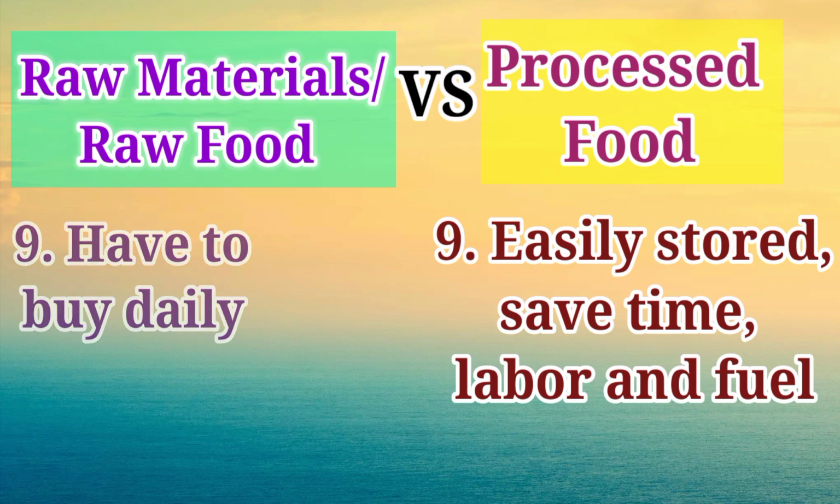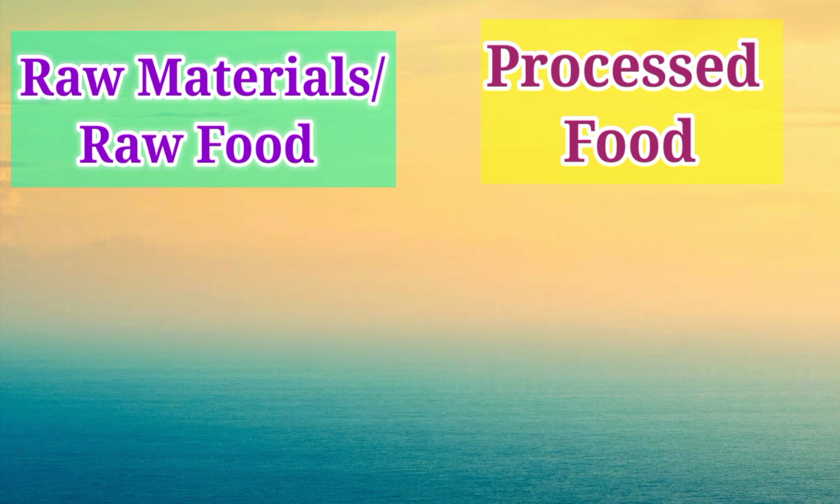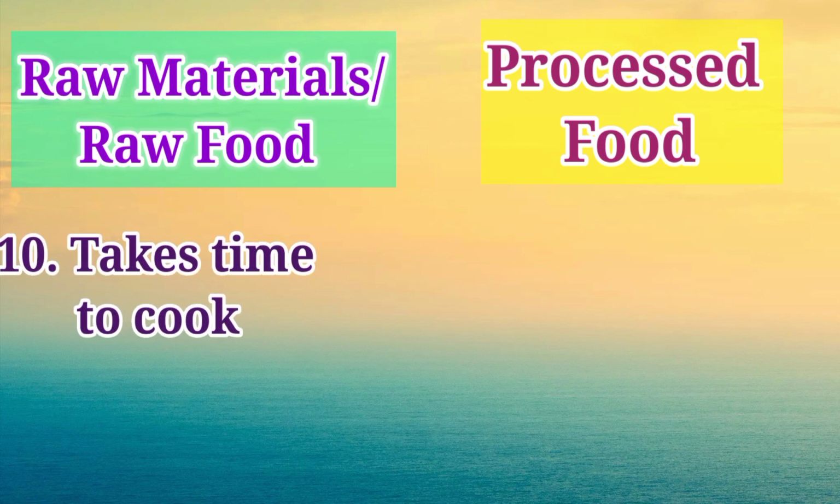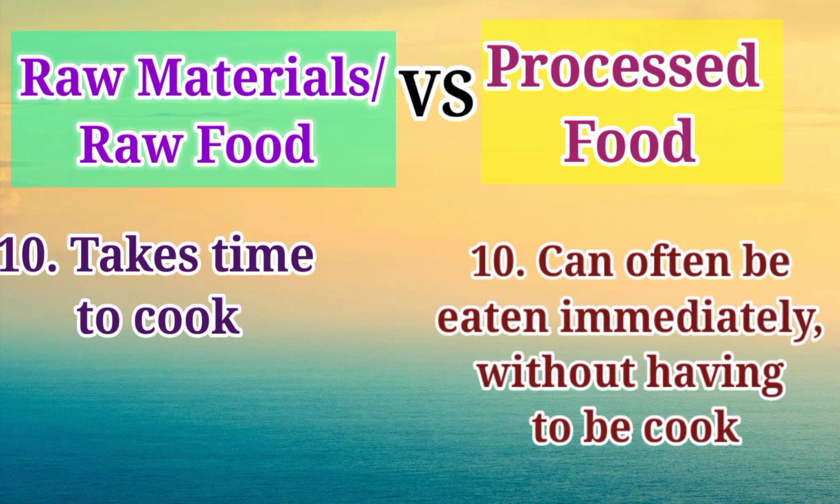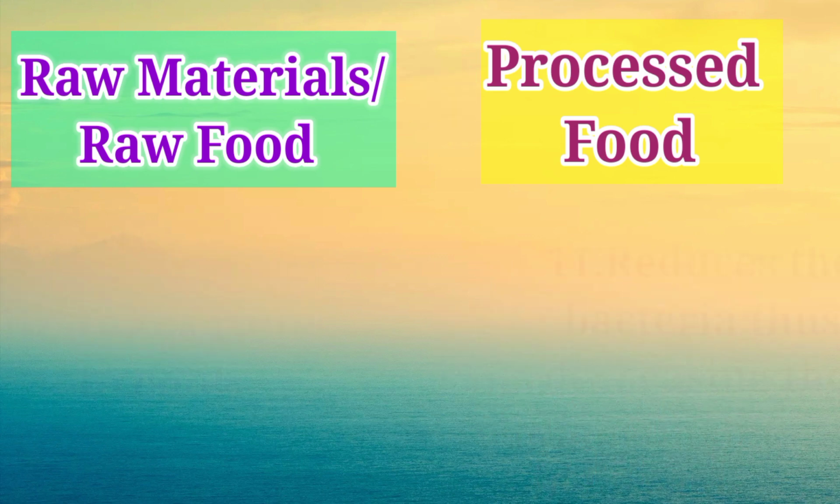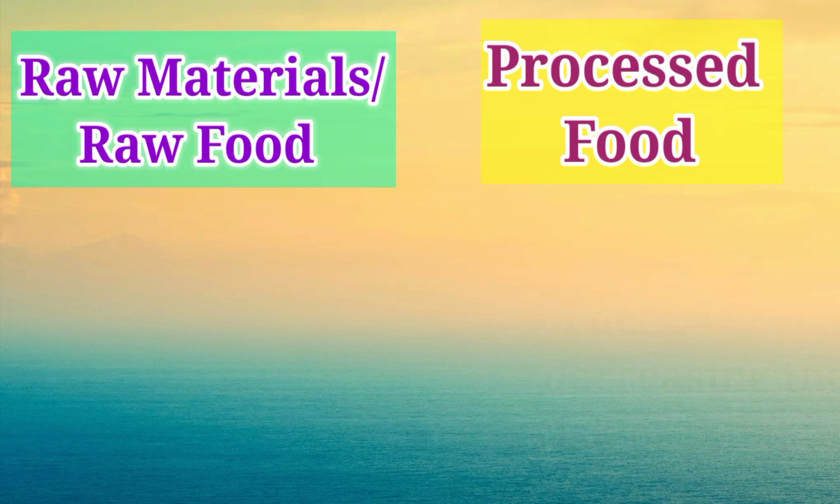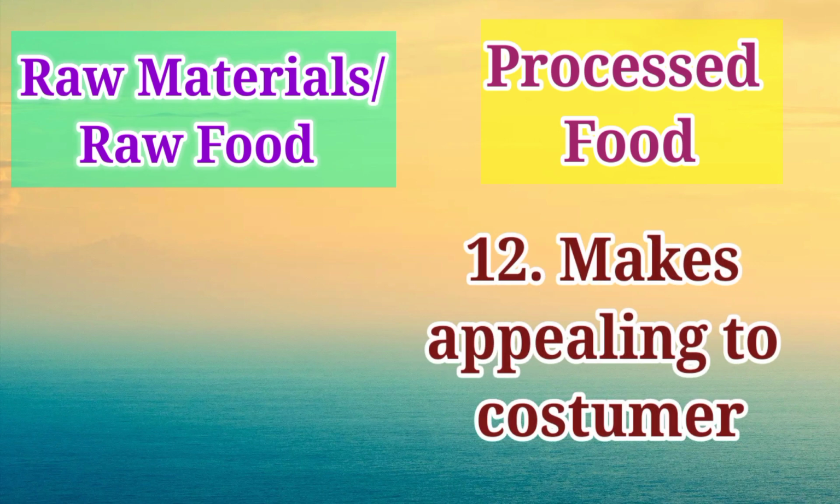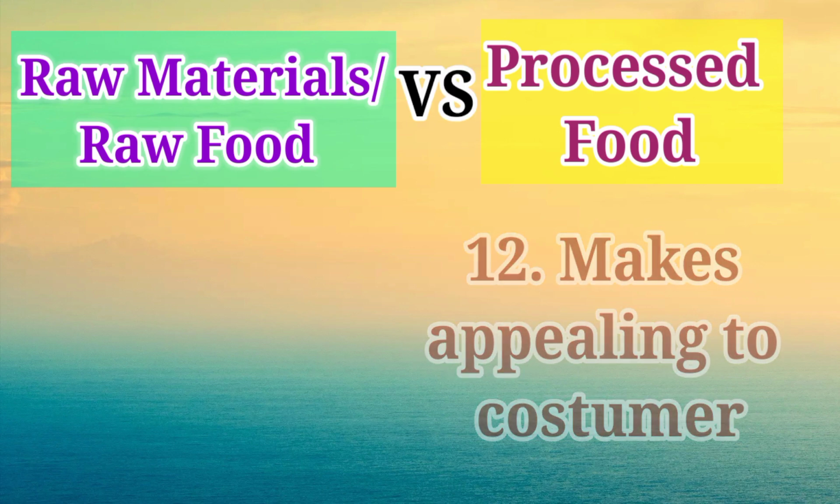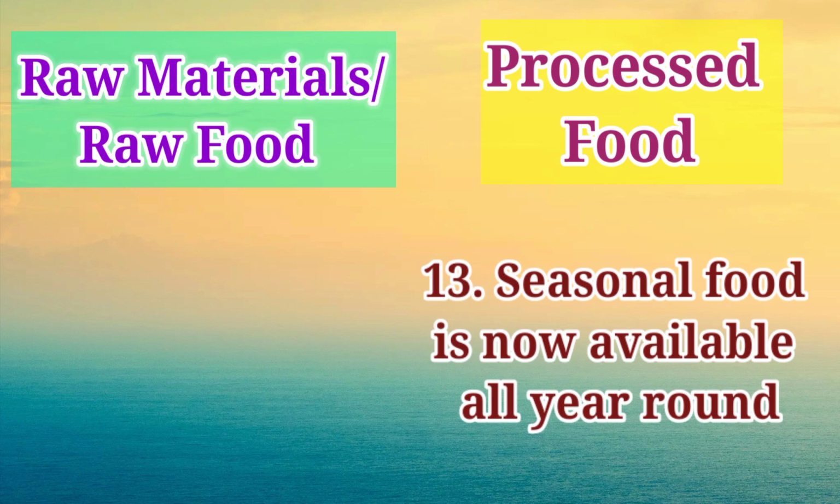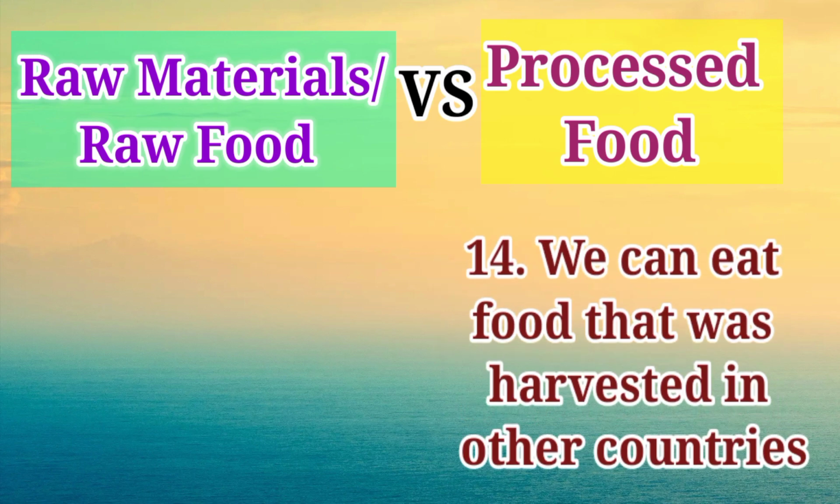Raw materials or raw food takes time to cook, while processed food can often be eaten immediately without having to cook. Processed food reduces the bacteria, thus decreasing the risk of infection. Processed food makes it appealing to customers. Seasonal food is now available all year round, and we can eat food that was harvested in other countries.